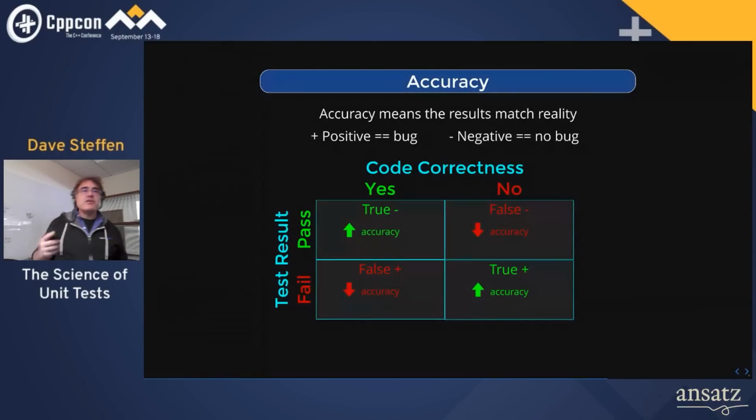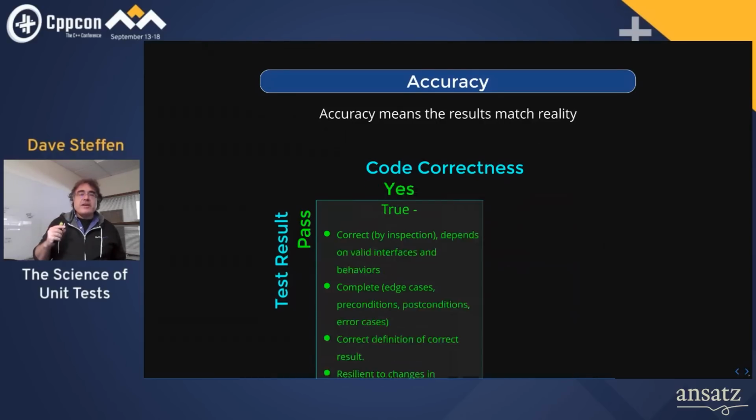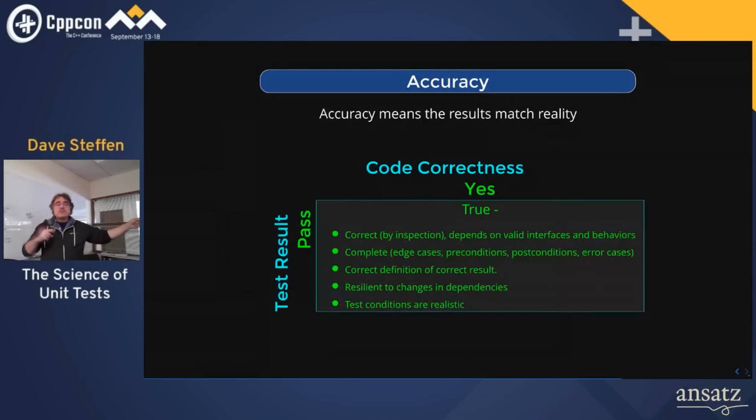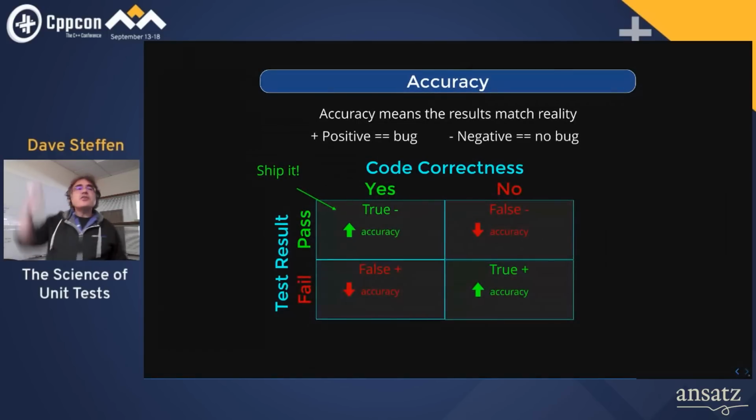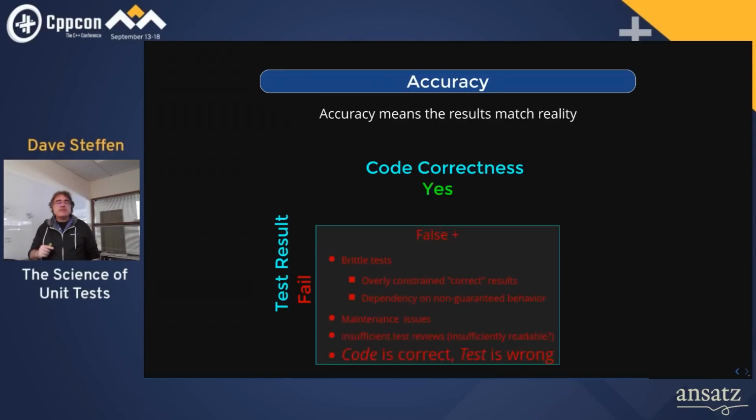So upper left-hand corner, high accuracy, the position we all want to be in. Your code is correct and your tests pass. Hurrah, success, okay? Why have you gotten here? Because your tests are complete, they're correct, you've got the correct definition of the correct result. All these good things that everyone's telling you to do, you've done, and your code is correct and your test results tell you that your code is correct. This is a success, ship it. Fantastic.